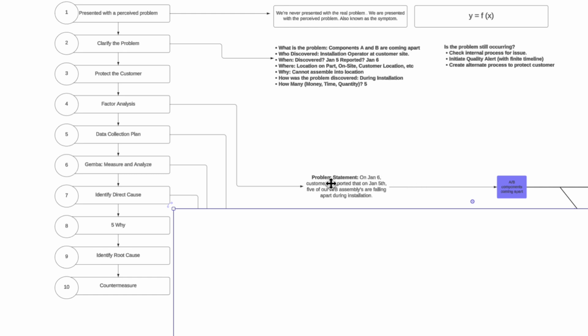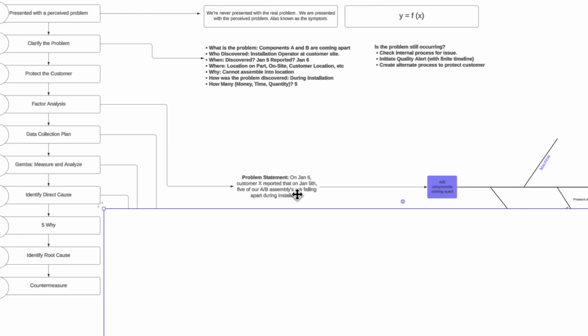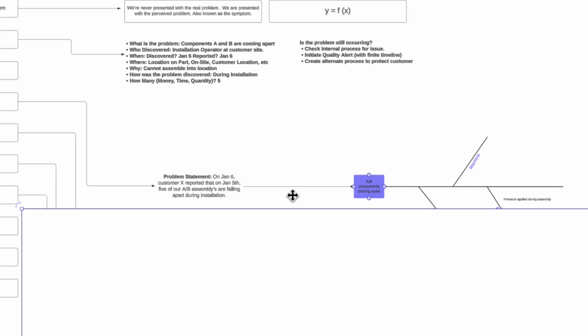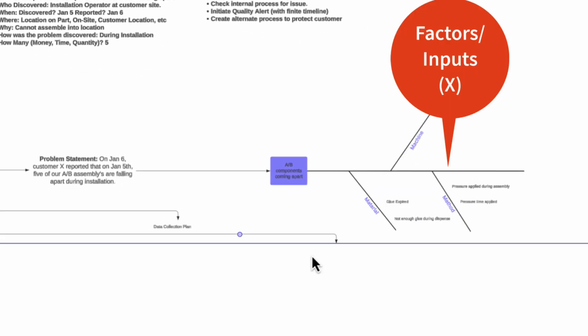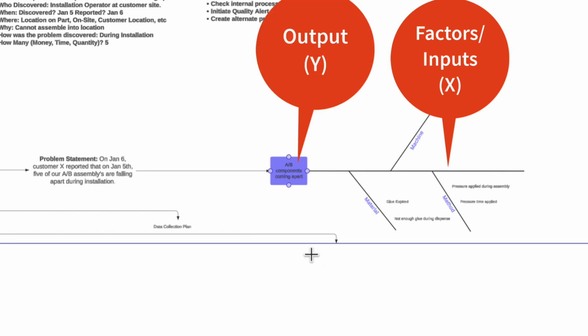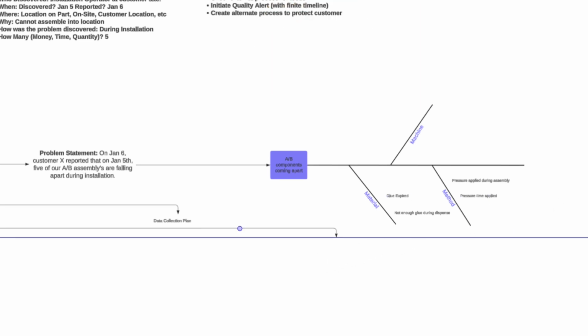And now we know what the problem is we need to be looking at, and that is A and B assemblies are falling apart. We can use that problem statement to fill out the head of our fish in our Ishikawa, where we can start looking at all the factors or inputs that would be causing that output. Generally speaking, you would have on your Ishikawa man, method, machine, material, mother nature, and measurement. But for this example, we're just using material, method, and machine.